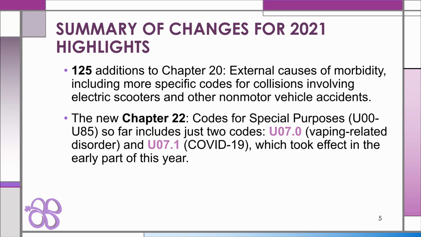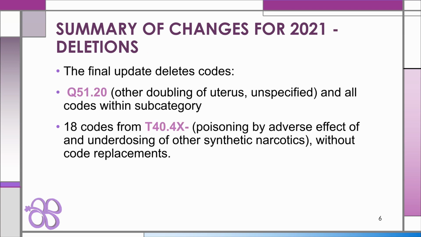And then there was a new chapter, Chapter 22, codes for special purposes, and there are only 2 codes right now, U07.1 COVID, which took effect earlier this year. So there are a lot of changes in the guidelines too, specific to COVID coding, and there's a lot of direction now on how to code COVID. Deleted codes: in the final update, these codes were deleted. The Q5120 code was deleted, and 18 codes from the T40.4X, poisoning by adverse effects codes, were deleted.